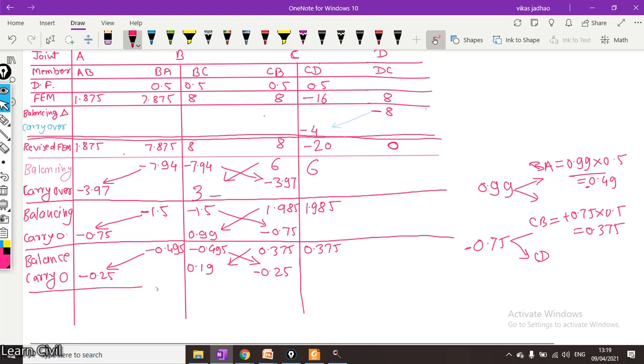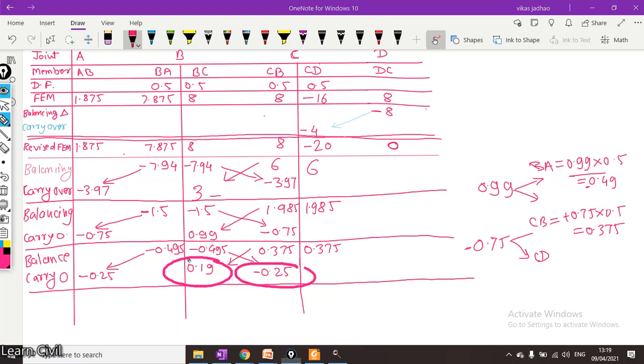So this carryover is done. Now next step, you can again see we are again having unbalanced moment of 0.19 and minus 0.25 at joint B and C, which is not yet negligible. So again we have to go for balancing.